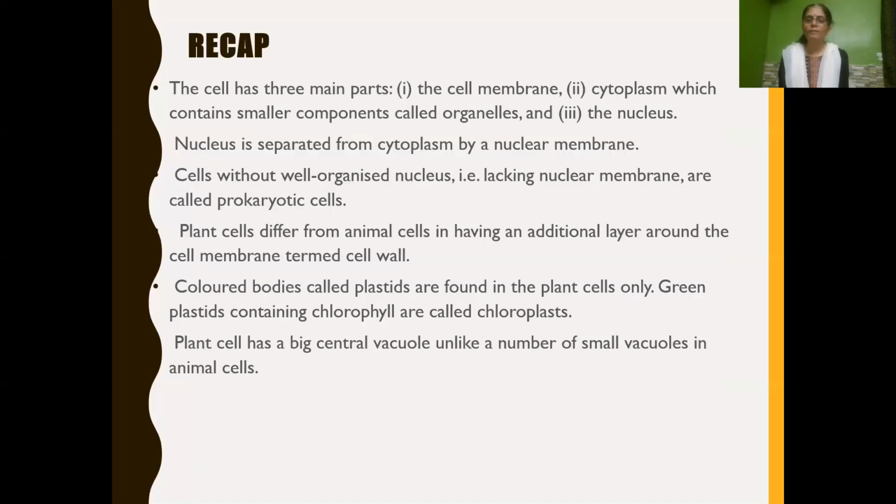And then we have learned that plant cells differ from animal cells by having an additional layer around the cell membrane called the cell wall. And colored plastids are found in plant cells only. So green plastids containing chlorophyll, which are called chloroplasts, help in photosynthesis. And plant cells have a big central vacuole. Animal cells have smaller vacuoles, and they are many in number.